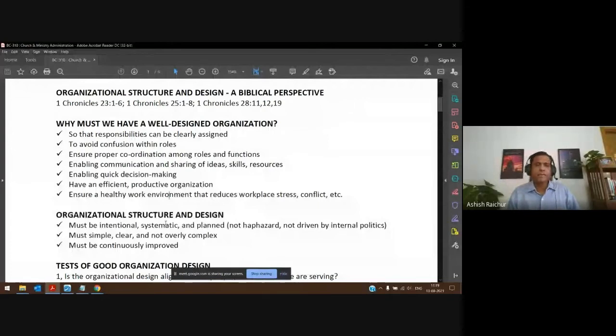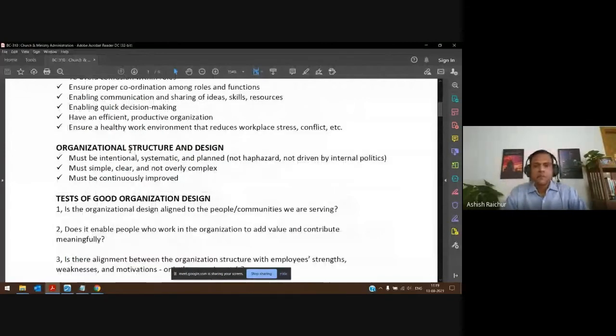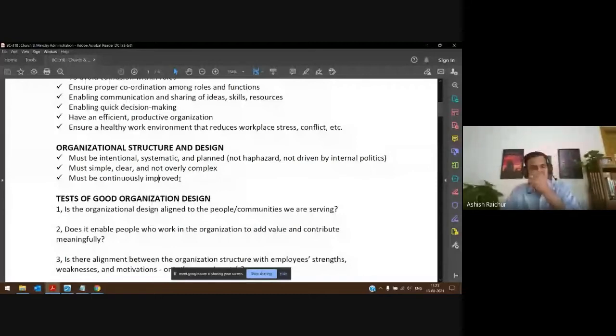So what I want to impress on us is that the organizational structure and design must be intentional. So we just said the structure should be, and thank you, Darren, systematic and planned. It shouldn't be too complex, and it must be continuously improved, right?